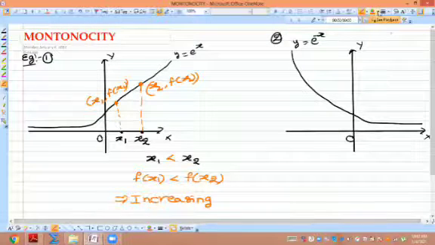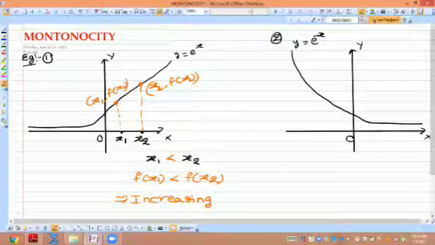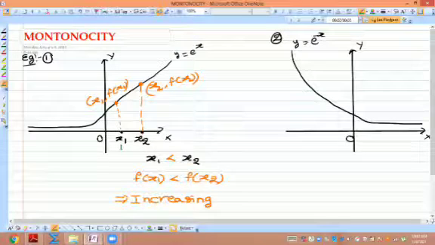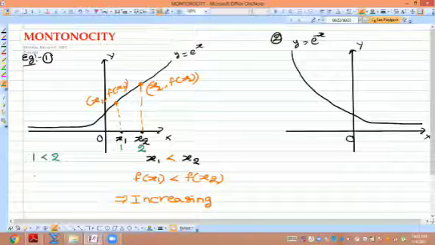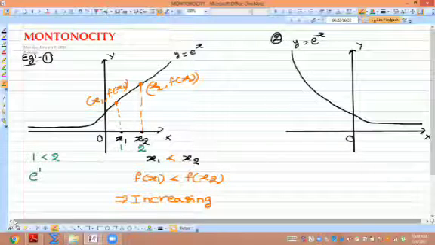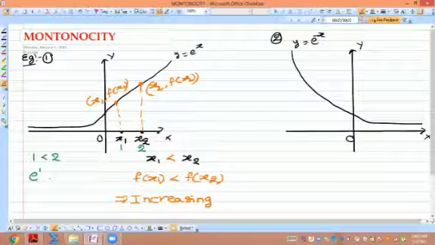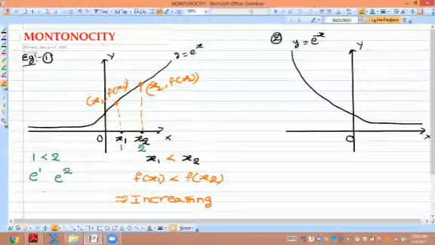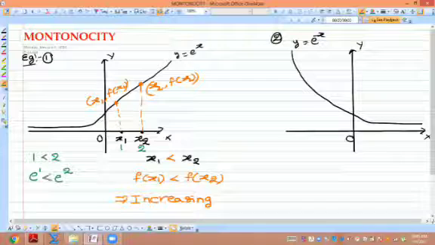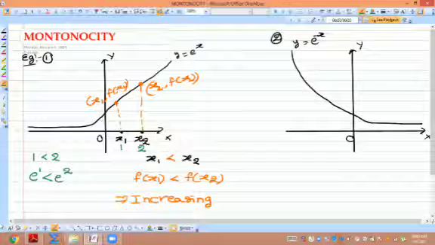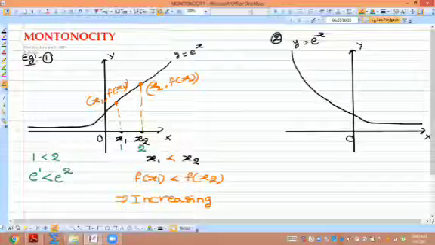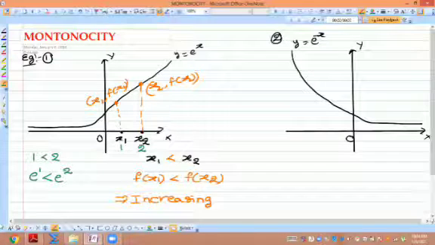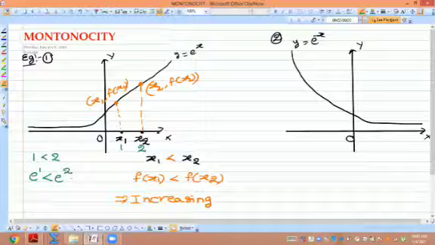In another way, for easy understanding, x1 I will take as 1, x2 I will take as 2. So 1 is less than 2. What is f of x1 value? E power 1. What is f of x2? E square. So can I write in this way? E power 1 is less than e power 2 because the e value is 2.78, right? So in this way we can say.